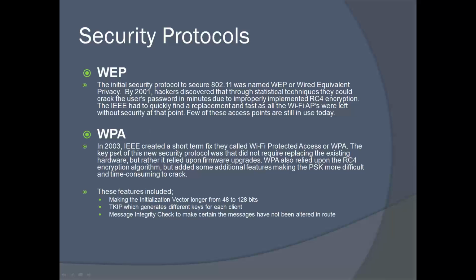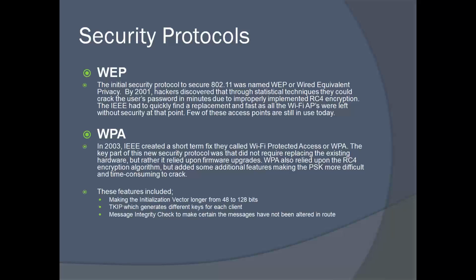In 2003, the IEEE created a short-term fix that they called Wi-Fi Protected Access. The key part of this new security protocol was that it did not require replacing the existing hardware. They didn't want to have to replace everybody's hardware, because they knew that if they did, people wouldn't do it. People had already invested $100 or $50 into a Wi-Fi access point. If a new protocol required everybody to replace their access points, it wasn't going to happen.